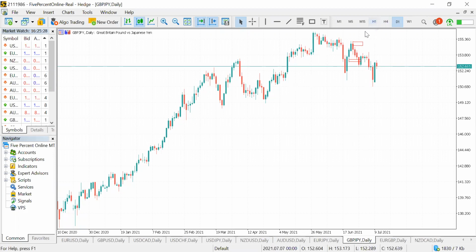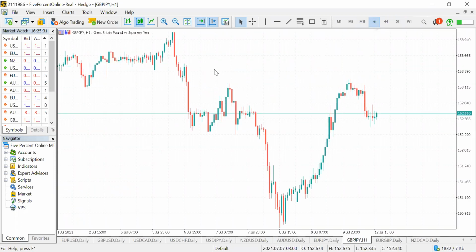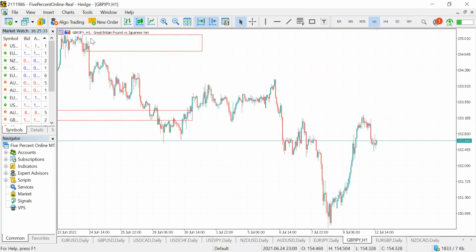Let's see why I have those marked there. Okay, supply there. There is supply also here. And you can see the demand is not that clear.